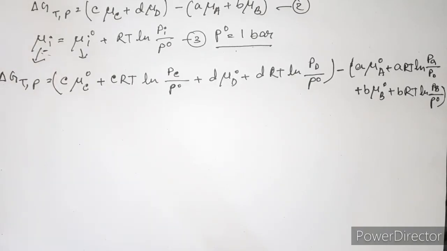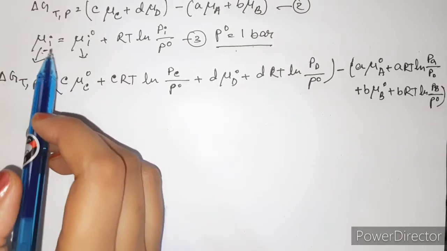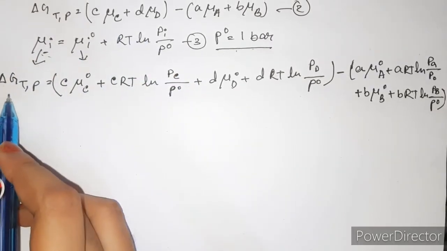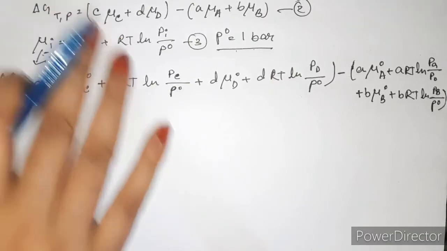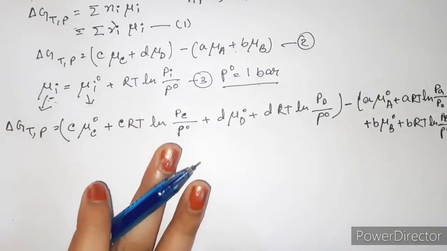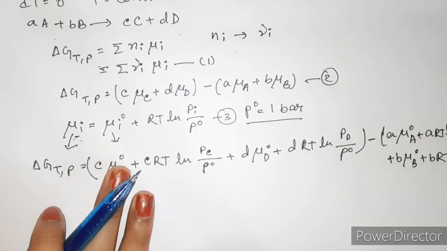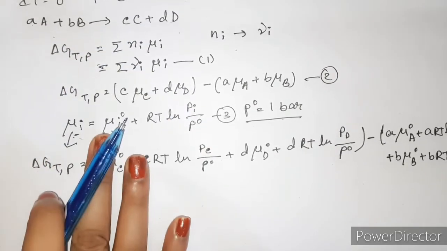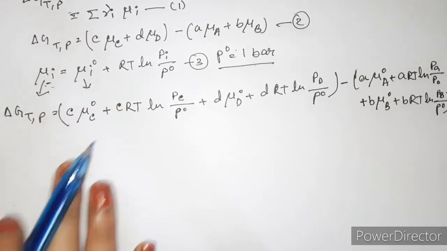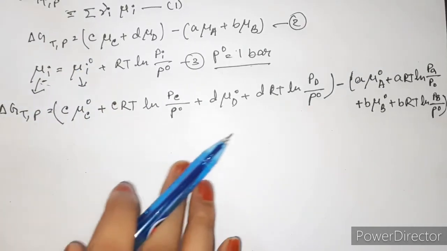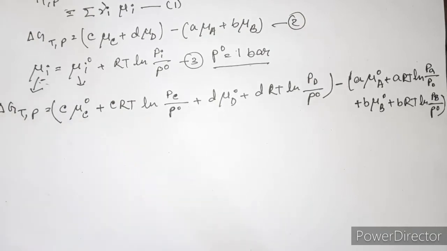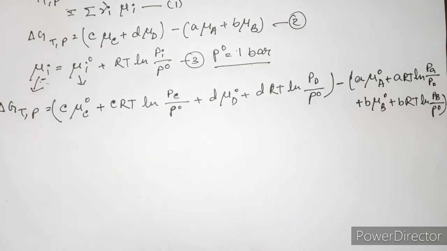So by putting the value of mu in this form, you can get the del G T,P for the above mentioned reaction, that is the reaction a A plus b B going to c C plus d D. Then you can get the del G T,P value for this reaction like that.